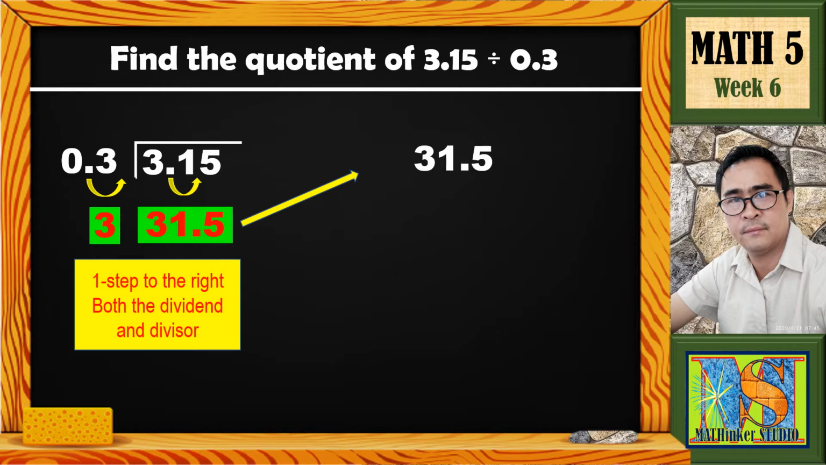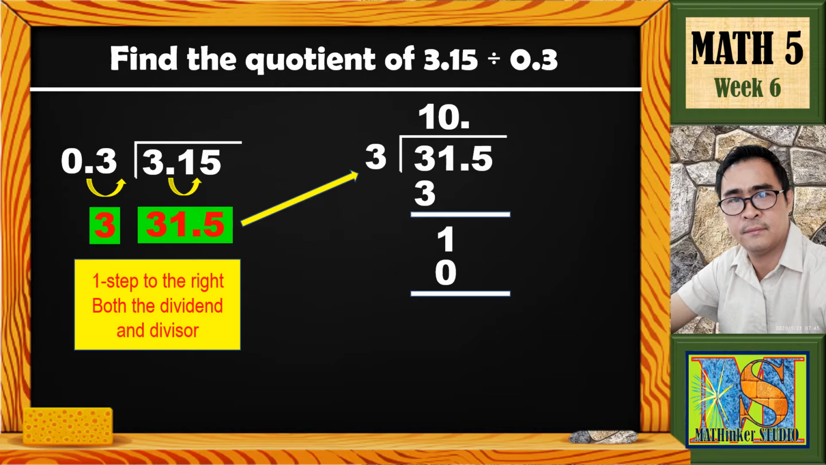So, 31.5 divided by 3. Para di tayo malito, ilagay na natin ang ating decimal point sa taas bago tayo mag-divide. Then, let us divide 3 divided by 3 is equal to 1. 1 times 3, 3. Then, 3 minus 3 is equal to 0. Huwag na natin ilagay. Ibaba na natin ang 1. 1 divided by 3 cannot be. So, maglagay tayo ng 0 sa taas. Then, 0 sa baba ng 1. Then, i-subtract natin. 1 minus 0 is equal to 1.